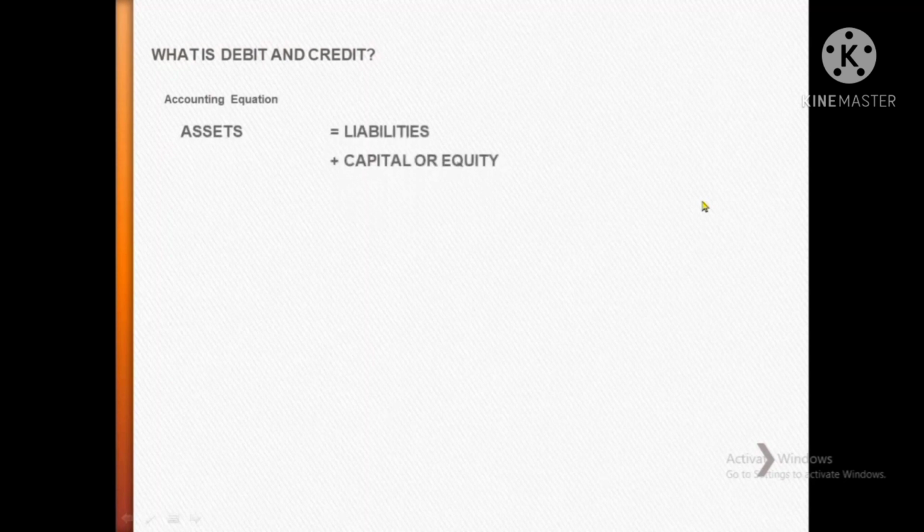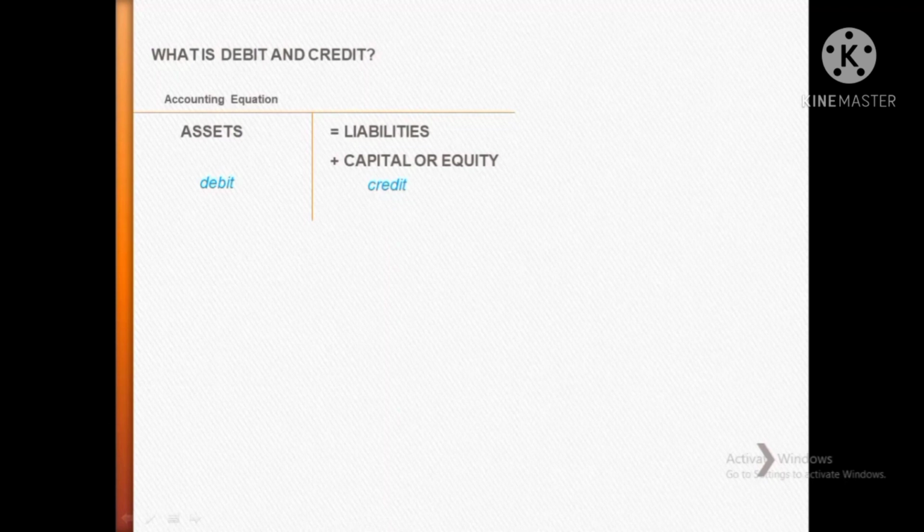But before we answer that, let's visit again the accounting equation, which is assets equals liabilities plus capital or equity, and assign either debit or credit to assets, liabilities, and capital. But first, let's separate assets from the liabilities and the capital or equity, and assign debit on the assets and credit on the liabilities and the capital or equity.